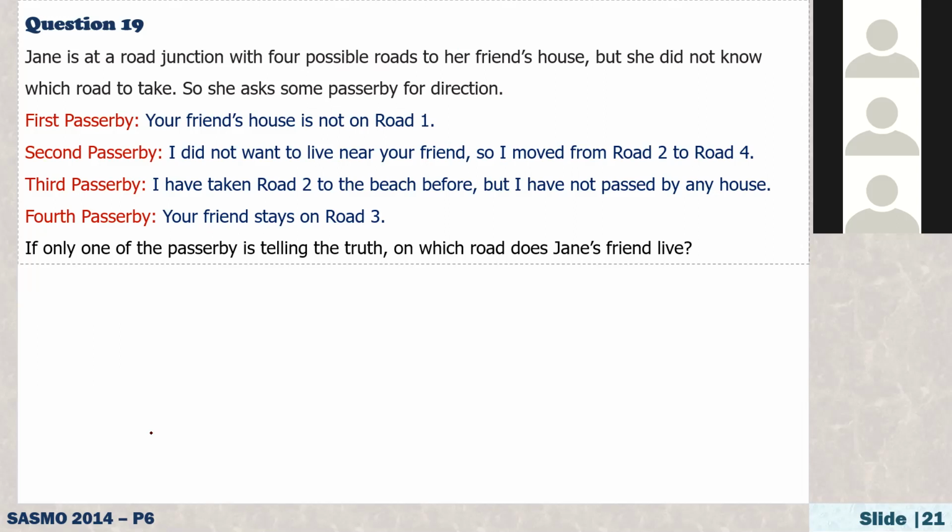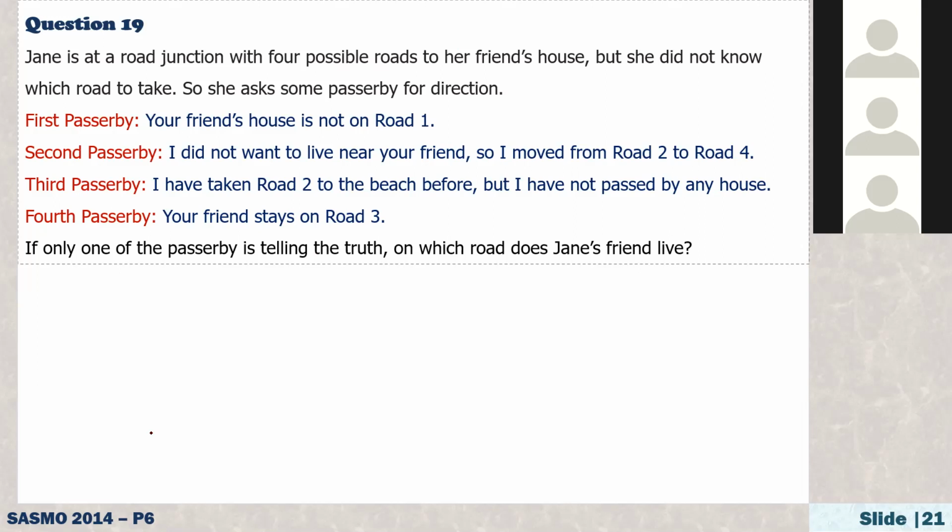Okay, if only one of the passersby is telling the truth, on which road does Jane's friend live? Guys, when you talk about this kind of logic questions, you should actually understand one thing. Here you are saying that if only one of the passersby is telling the truth, what does it mean? Among these people, they either tell the truth or they lie. It's not that sometimes they tell the truth, sometimes not. Either they tell the truth or they tell a lie.